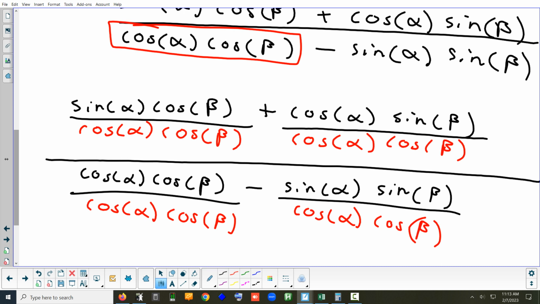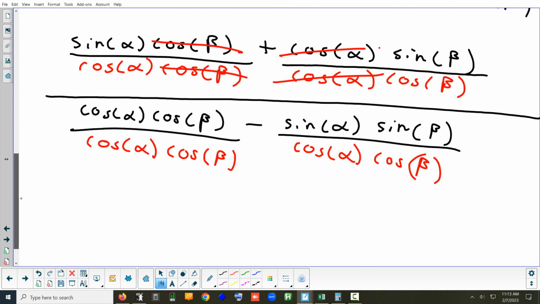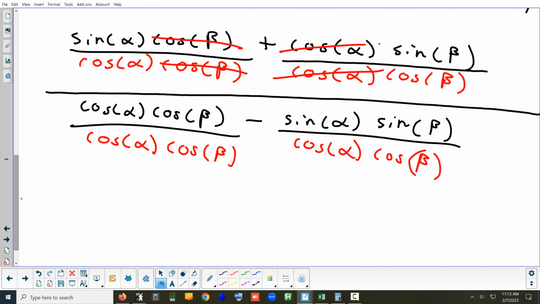Let's start in the upper left. What happens in the upper left to start out? Your cosine betas cancel. Okay. We'll leave that for now. What happens in the upper right? Cosine alphas cancel. How about in the lower left? Everything cancels. And what about in the lower right? Nothing. Okay, so let's look at what we're left with.